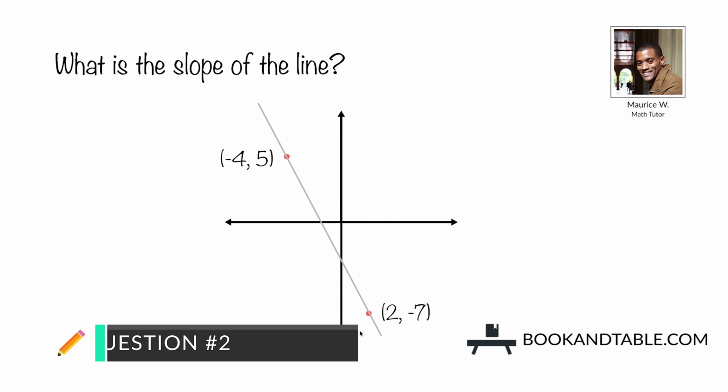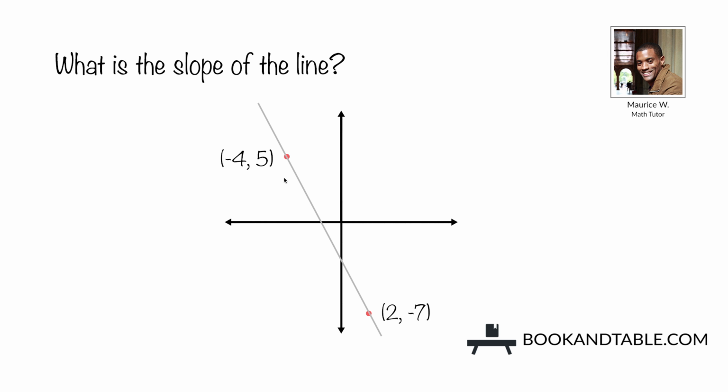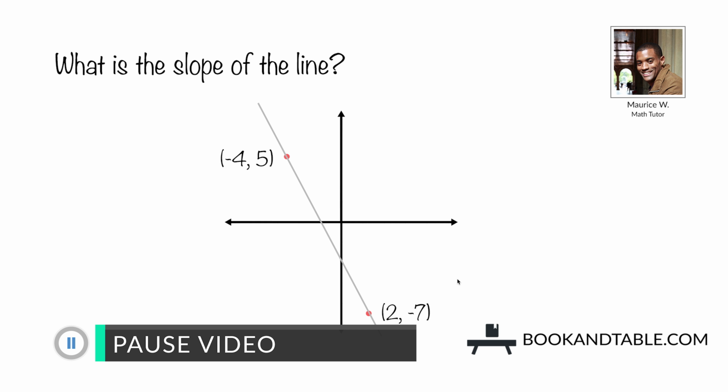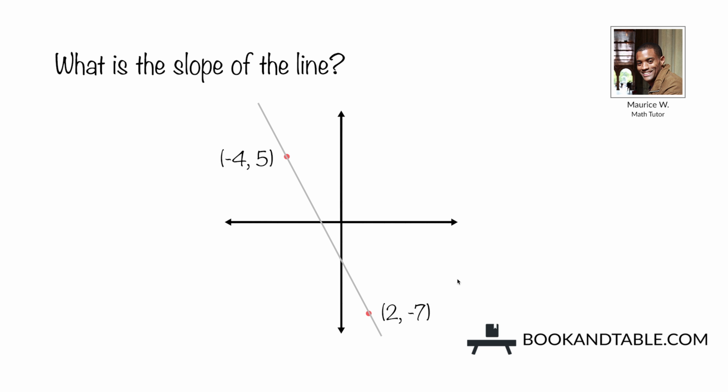Question number 2. What is the slope of the line? The first point is -4, 5. The second point is 2, -7. Pause the video, answer this question, and then press play when you are ready to begin.